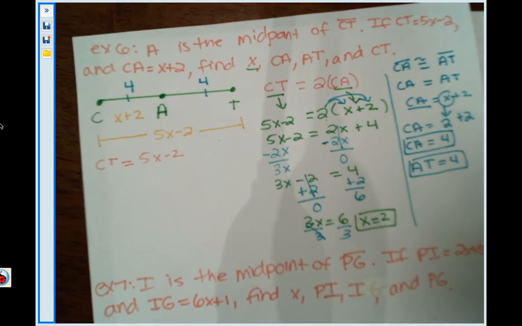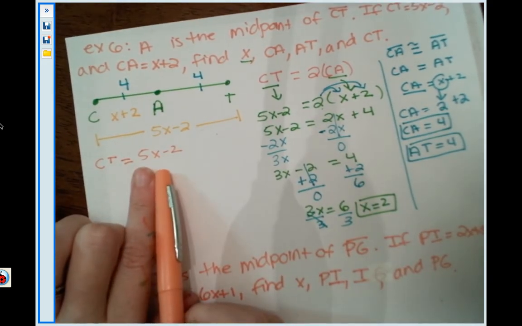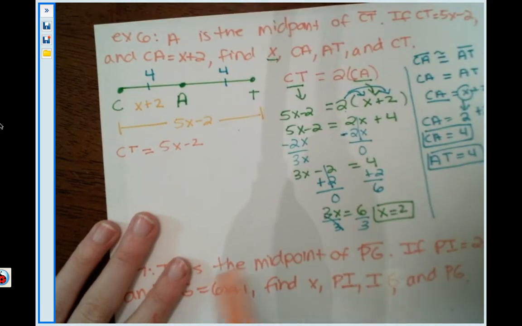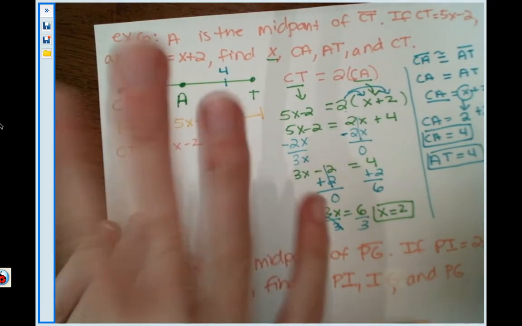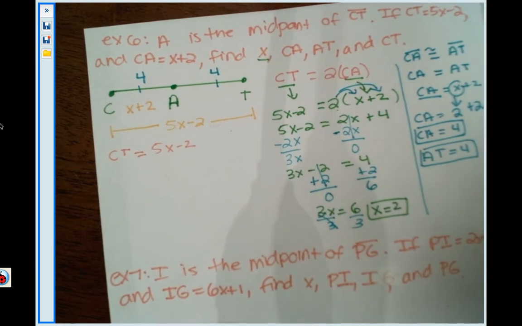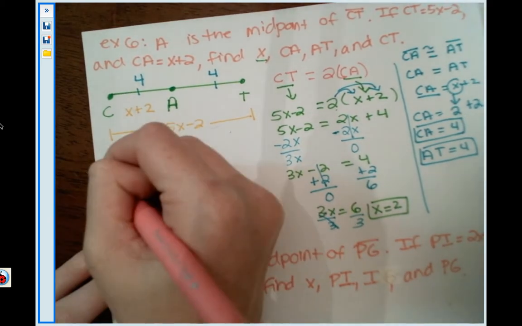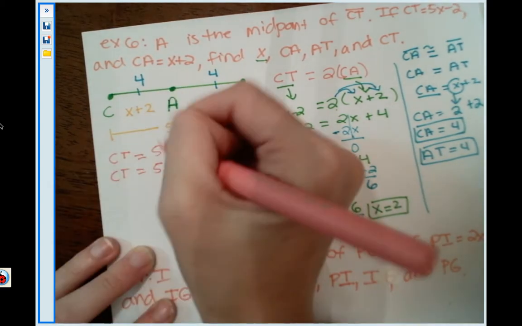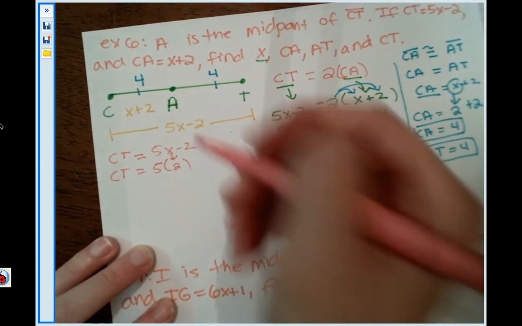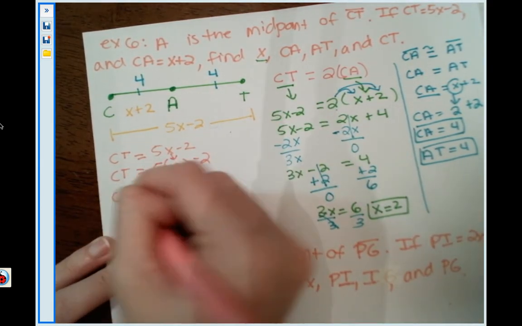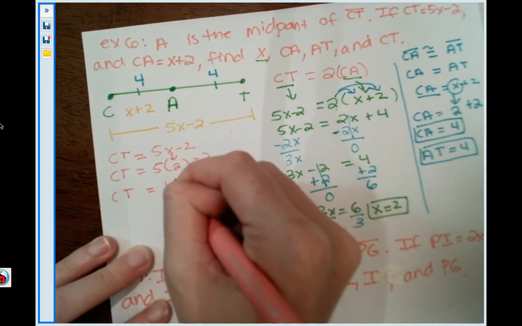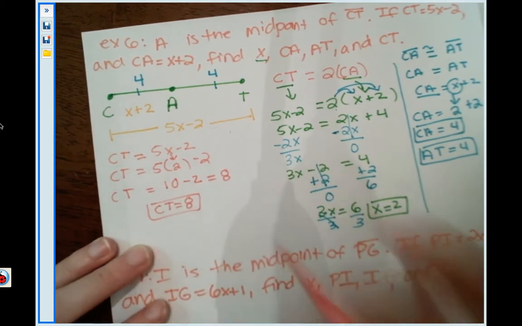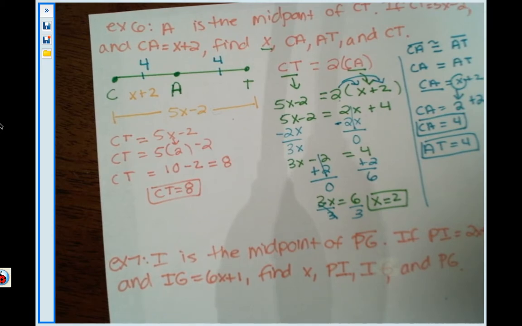One way to solve for this is by substituting in my x, which we know is 2. Let me do that first and then I'll talk about the other way. CT equals 5 times my x, which is a 2, minus 2. So CT equals 5 times 2, which is 10, and 10 minus 2 is 8. So CT is 8. Holy hot dog. Guys, that's one way you could solve for CT.